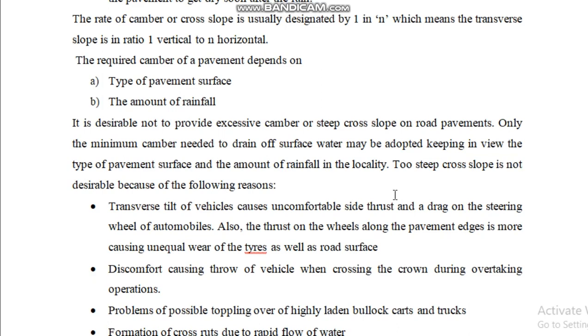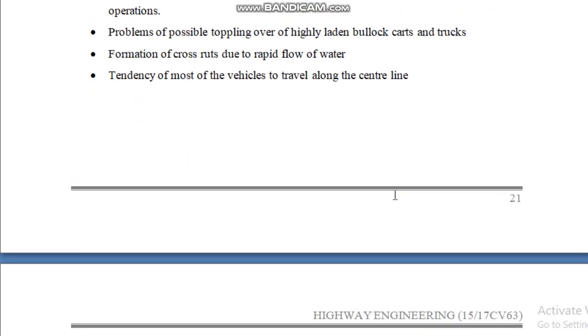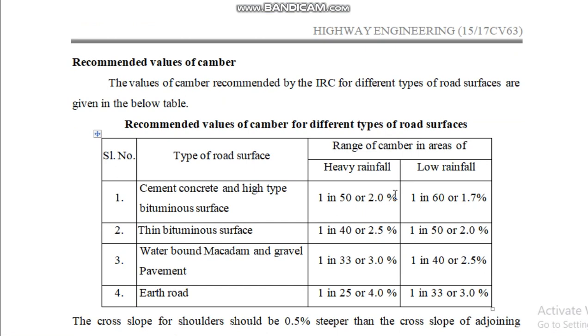The required camber of a pavement depends upon the type of the pavement surface and amount of rainfall. How exactly can we design the camber? The Indian Roads Congress recommends how to determine or select the camber. There are two different parameters which help us in identifying that: the type of pavement surface and the type of rainfall condition. If you observe, this is the table given by the Indian Roads Congress for selecting the camber percentages.